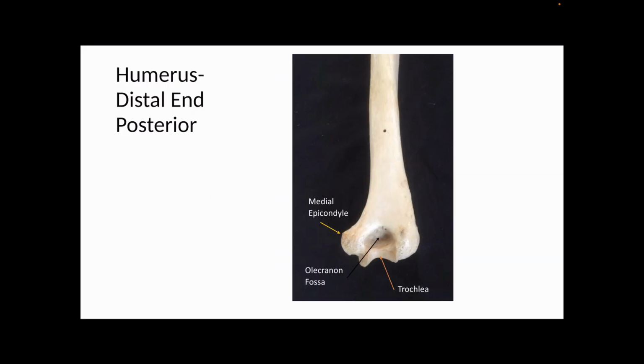From the back, or posterior, the large depression you see is the olecranon fossa. That's where the olecranon process of the ulna fits when you straighten your arm. You can also see the medial and lateral epicondyles again from this view.